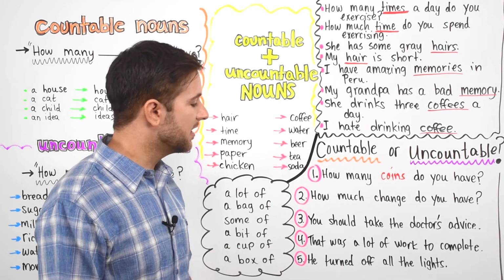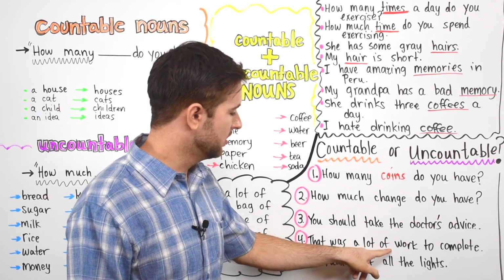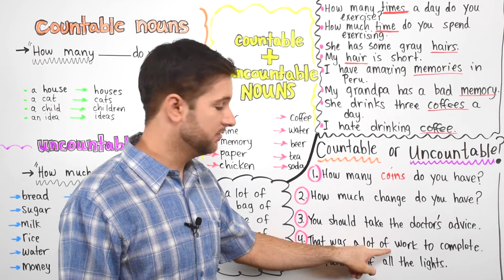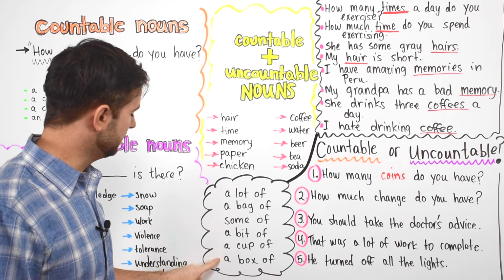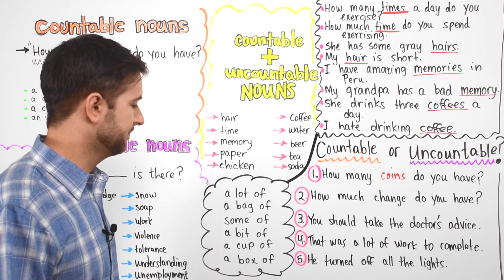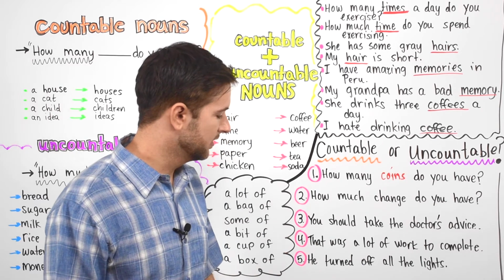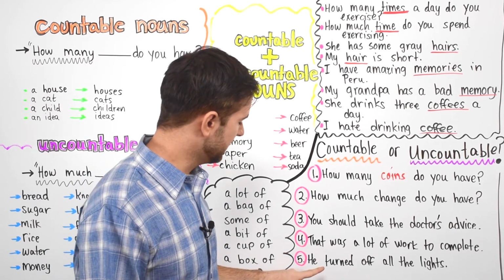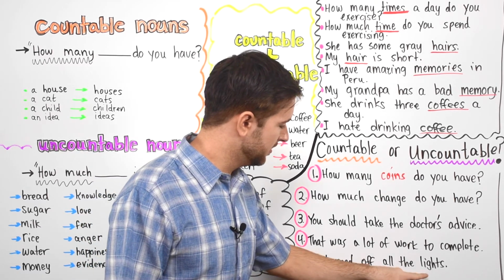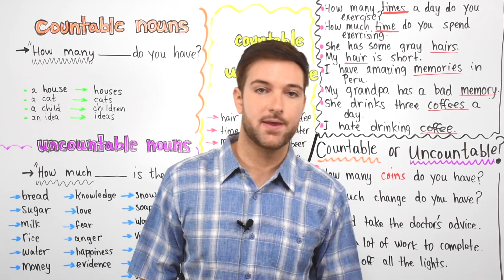Number 4, that was a lot of work to complete. Do you know when we use phrases like this, a lot of? We use it in this list here, which we use with uncountable nouns. And finally, we have number 5. He turned off all the lights. Now, we have pronoun, verb, turn off, all the lights, noun. Lights with an S, it's countable.